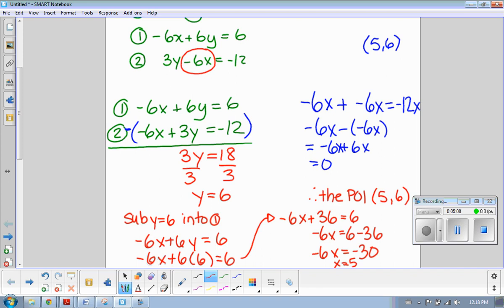Once we eventually figure out that x is equal to 5, we make sure we come back and write the point of intersection is whatever x we got and whatever y we got. I don't want anybody to miss that mark on an assessment. Make sure you go ahead and say that last piece of information.